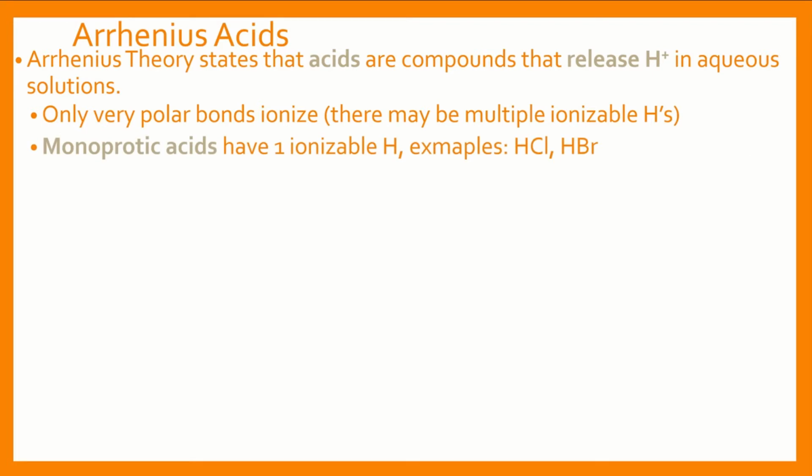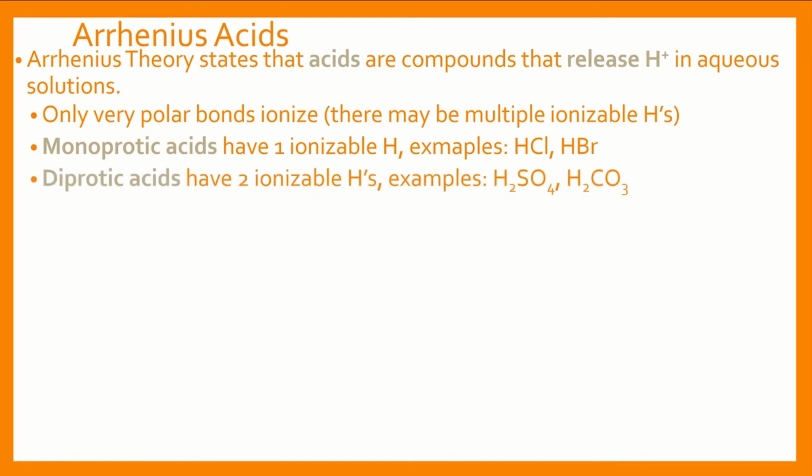Again, there might be multiple ionizable H's, so some terms go along with that. Monoprotic, so one. Protic means proton. One proton acids have only one ionizable H. The examples there are hydrogen chloride and hydrogen bromide, or hydrochloric acid and hydrobromic acid. There's only one H. Once that H comes off, the process is over. But you might also have diprotic acids, which have two. So di for two protons that can come off.